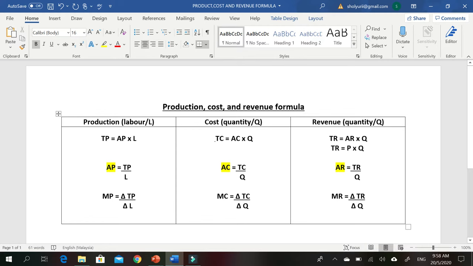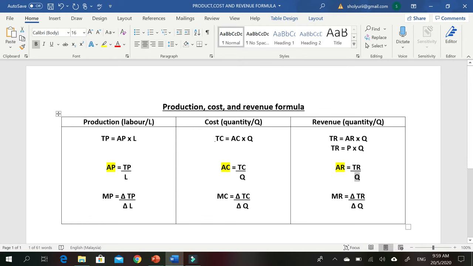So, to find the average, it is basically total divided by something. So, revenue is the hasil jual barang. So, you take total revenue divided by quantity. Because now you want to know average revenue, the average revenue for every item that you sell. Very simple, right? So, mostly students are confused down here, because they don't know whether to divide by Q or by L. Because in production, we produce something using labor. So, we must divide it by labor. Because average product means the average production per labor.